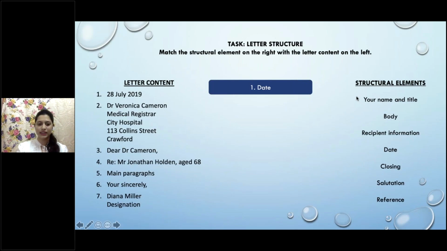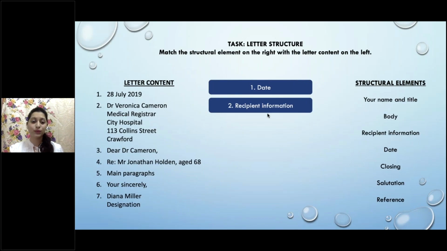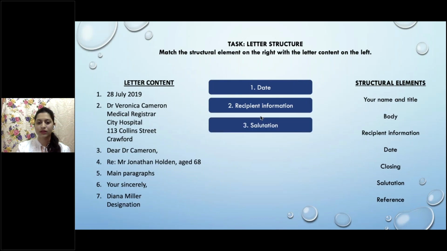So first comes the date, and then the recipient information. Regarding the date and recipient information, I will tell you a point. You can put the recipient information first and then the date. There is no hard and fast rule, but this used to be how letters were written. I will tell you in the next few slides about the right way to structure your letter.